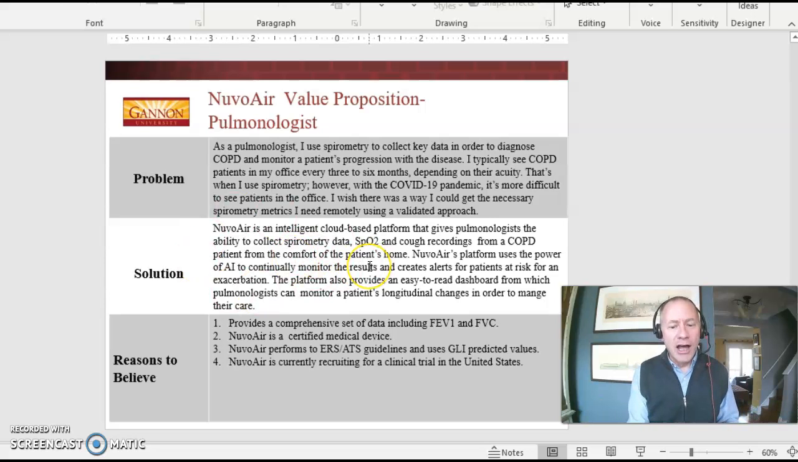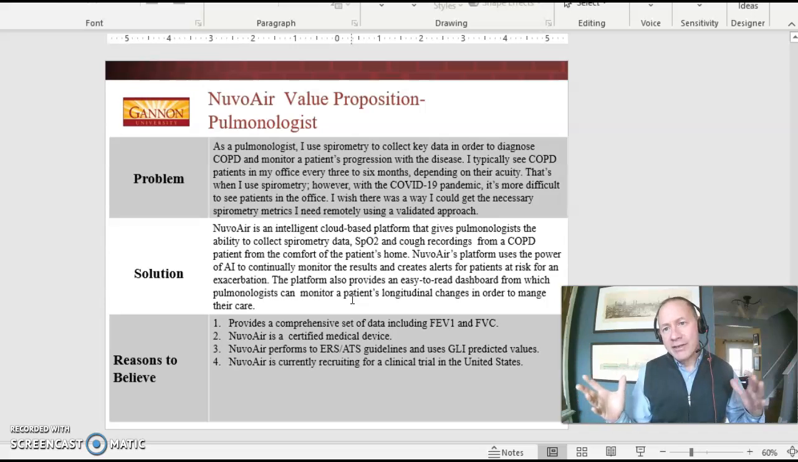NuvoAir is an intelligent cloud-based platform that gives pulmonologists, speaking about that one particular target, the ability to collect spirometry data from a COPD patient from the comfort of the patient's home. The platform uses the power of AI to continually monitor the results and creates alerts for patients at risk. The platform also provides an easy-to-read dashboard from which pulmonologists can monitor a patient's longitudinal changes in order to manage their care. So the solution answers the question about this problem.